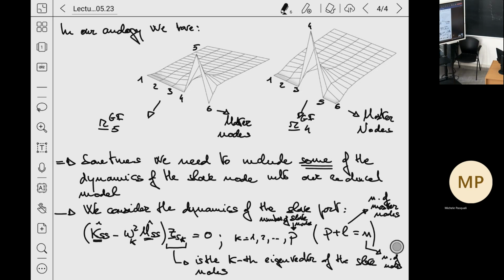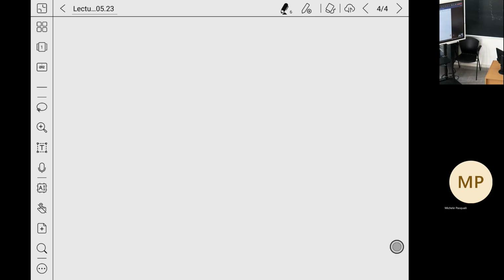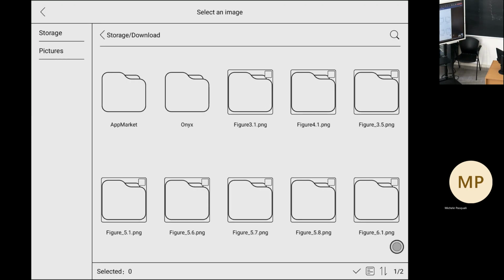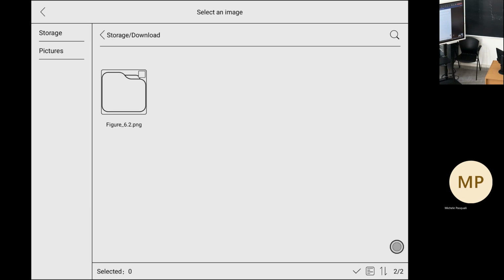So the idea is to use as additional shape functions some of the eigenmodes of the slave problem, meaning, for example, if we introduce this, where is it? Here it is.